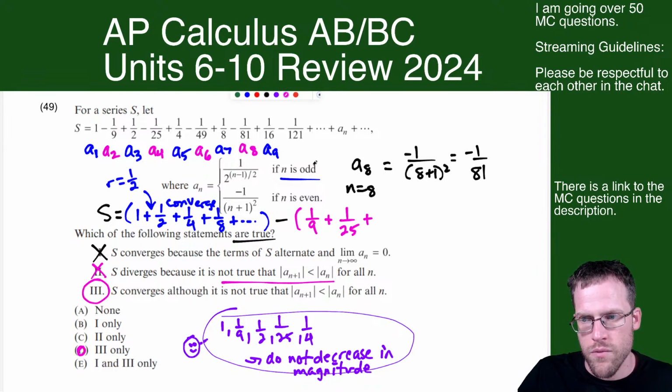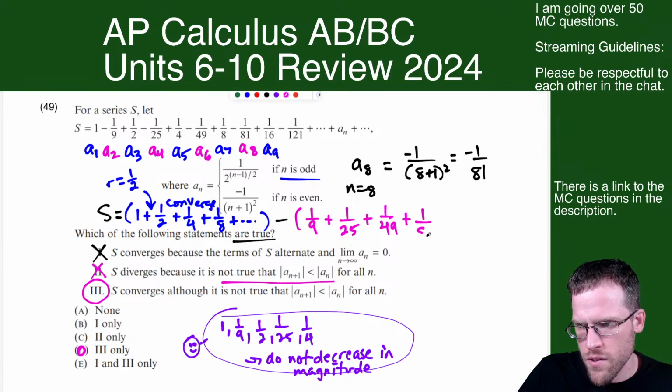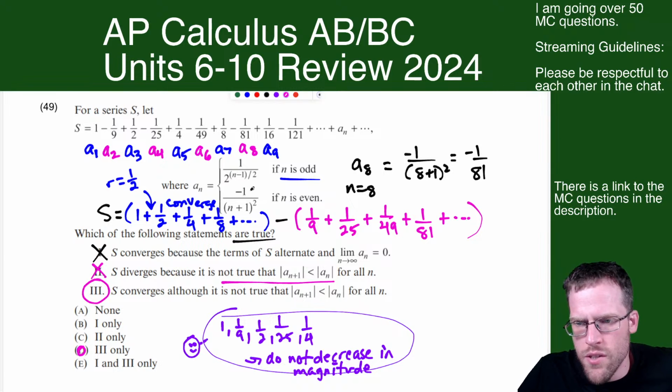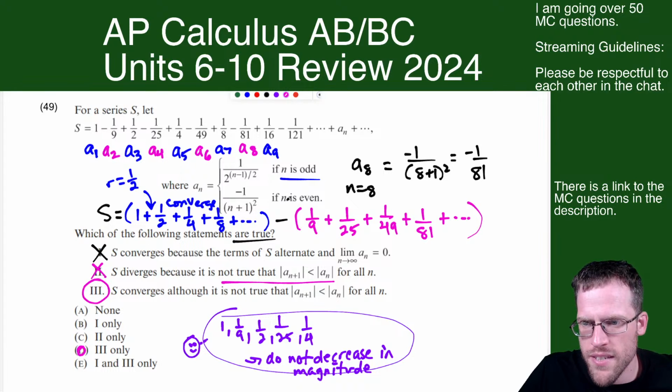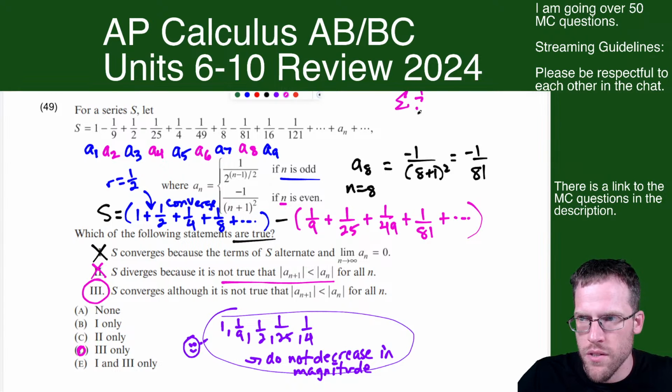And then plus 1 over 49. And then plus 1 over 81. So this, if you look at this definition here, is the sum of squares, but n is even. If I just add the even squares, this is similar reasoning to this. Like how this series converges.